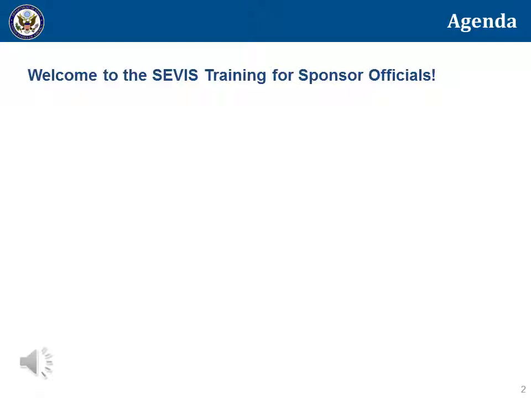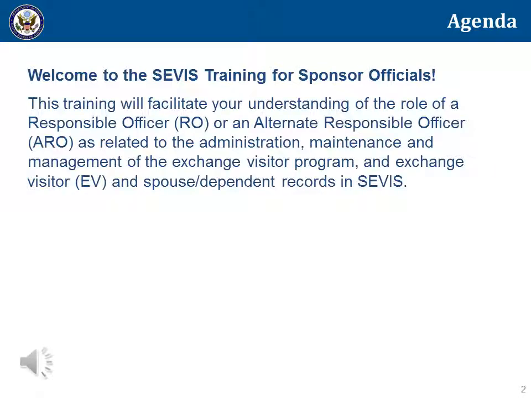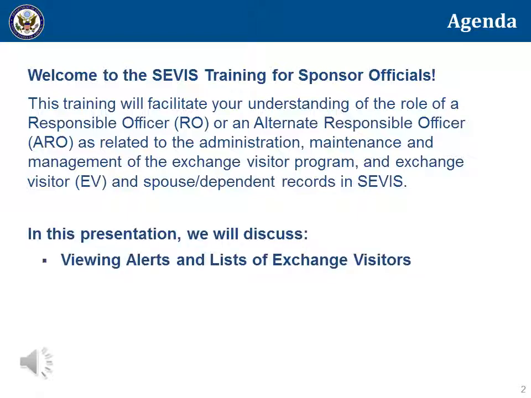This training is designed to facilitate your understanding of SEVIS in regards to the administration, maintenance, and management of the J1 program information at your organization and your exchange visitor and spouse dependent records. In this presentation, we will discuss viewing alerts and lists of exchange visitors, searching for records, and the batch processing functionality.